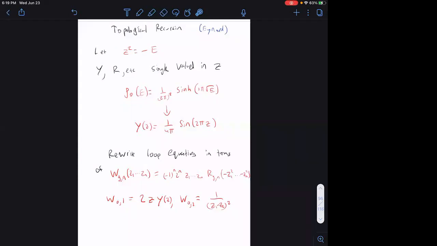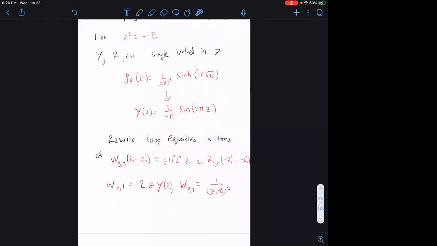So I've told you that these resolvents, for example, y is a double valued function of E. If we define a z to be z squared equals minus E, the y and all the resolvents are single valued in z. So z is a nice variable instead of E to use for these quantities. So we take this rho naught of E to be this JT gravity density of states. It's just a sine of z in that z coordinate.